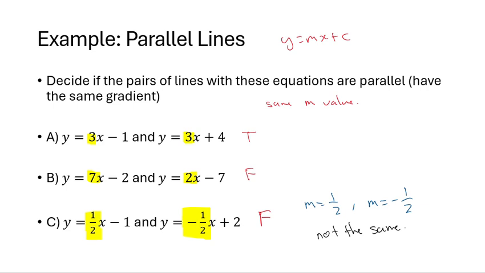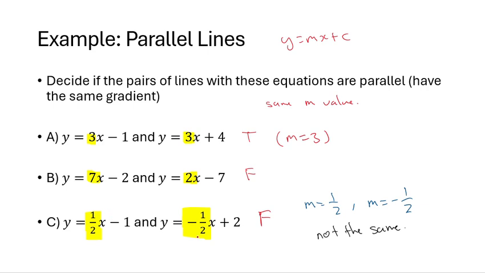I just went over this earlier, but I'll briefly talk about it. You just need to identify which lines are parallel, okay? So you're given two equations. I've highlighted the gradients for you, and then you just spot whether they are the same m value or not. For the first one, y equals 3x minus 1 and y equals 3x plus 4, it's true because m equals 3. For part B, I have y equals 7x minus 2 and y equals 2x minus 7. Clearly false because they have different m values, so not the same.